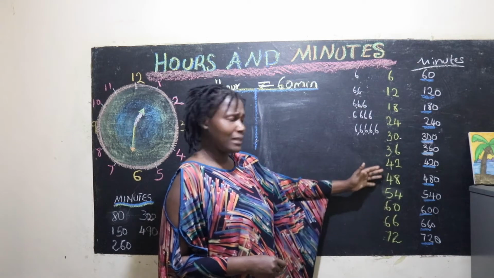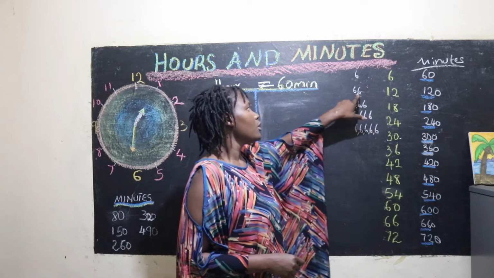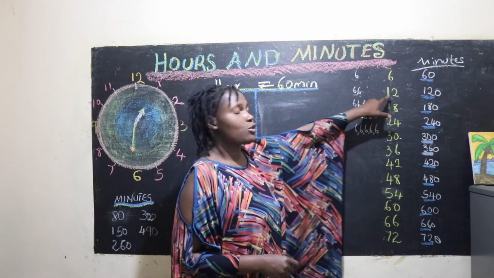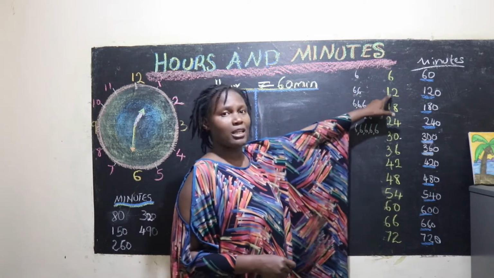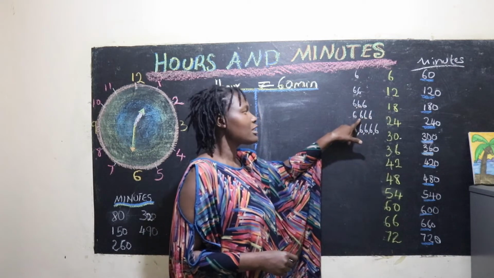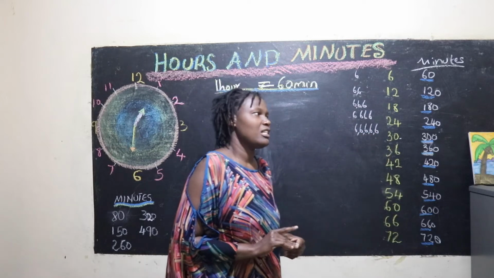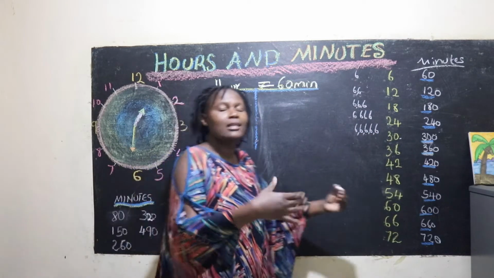What does it actually mean? 1 times 6 is 6. 2 times 6 is 12. 2 sixes make 12. 3 sixes make 18. 4 sixes make 24. 5 sixes make 30. And it's like saying 5 times 6 equals 30.